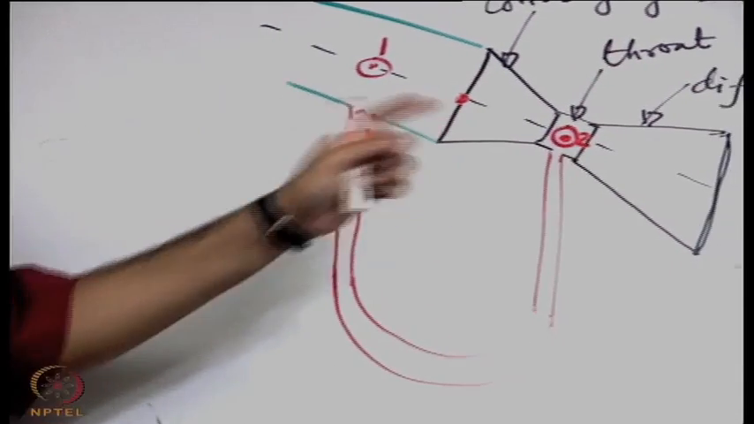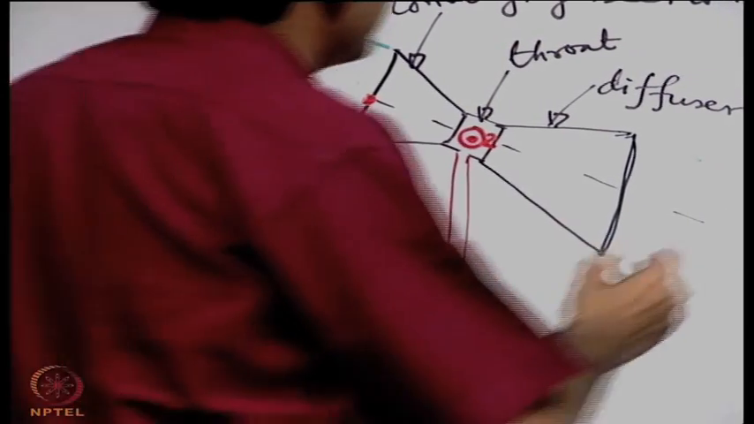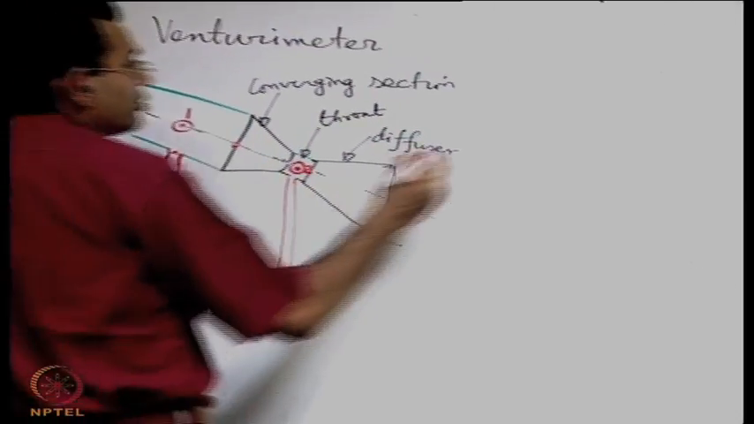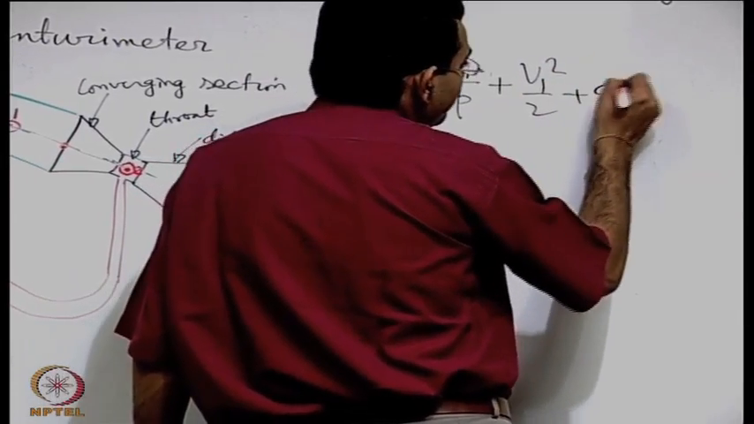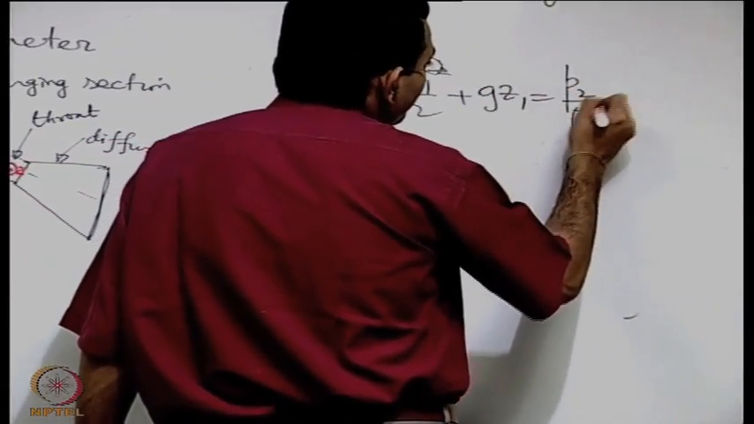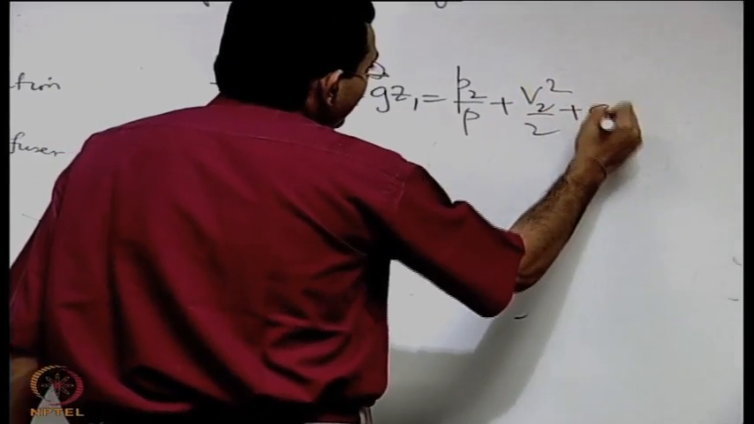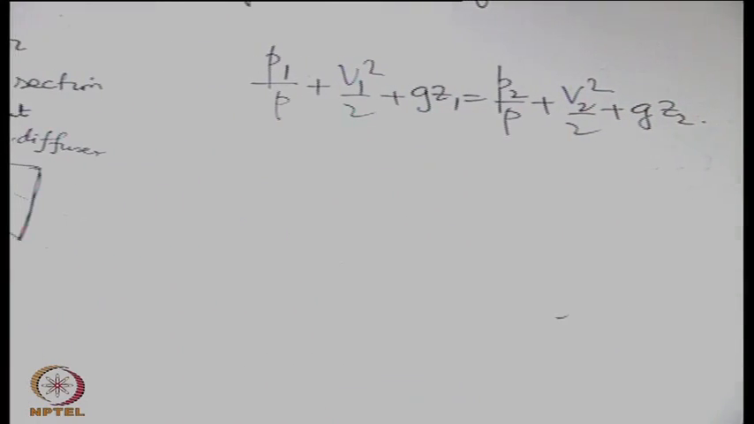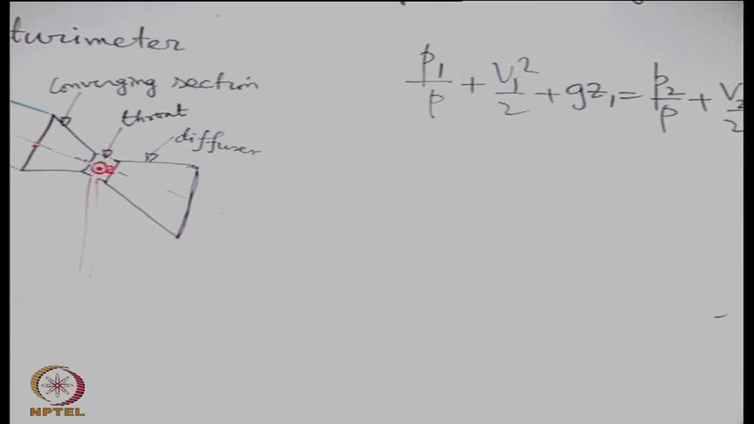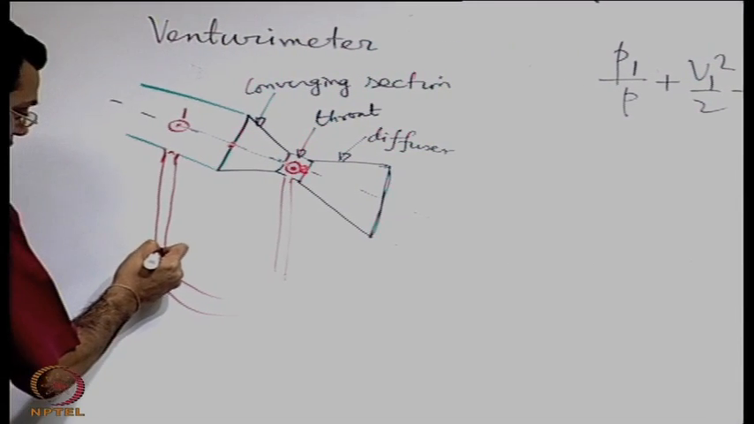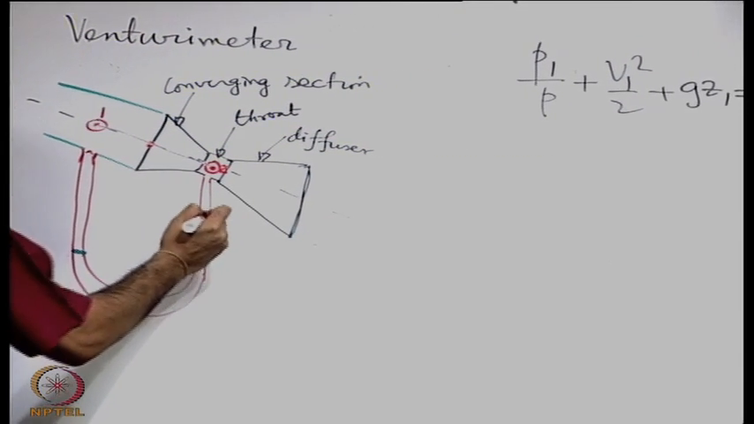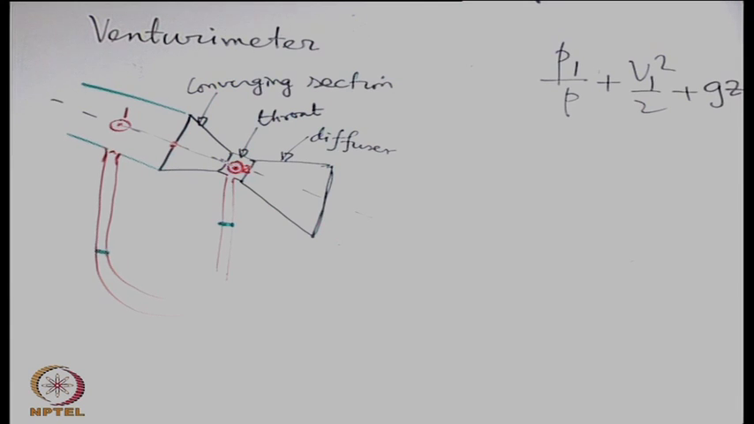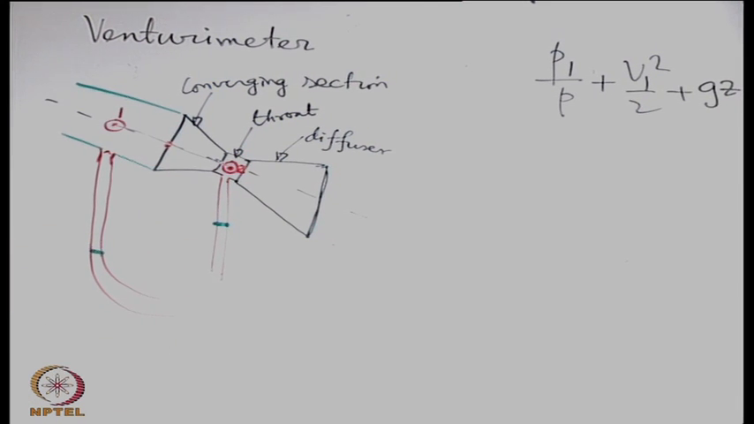Let us write the Bernoulli's equation along a streamline between the points, connecting the points 1 and 2. So let us say you have a streamline that connects 1 and 2. So you can write P1 by rho plus V1 square by 2 plus g z1 is equal to P2 by rho plus V2 square by 2 plus g z2. At the point 1, if you have this as the height of the limb, and at the point 2 you have this as the height of the limb. Now I have drawn it in this way. Do you accept that it should be like this?